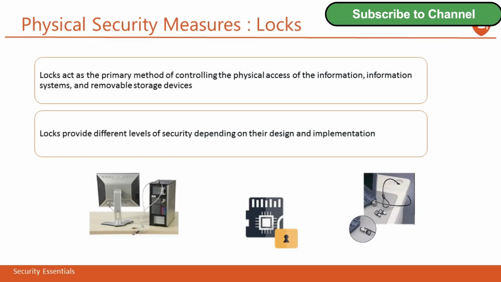So we'll see next physical security measures. Have you used locks for your system, at your doors, on your mobile device or not? Locks act as a primary method of controlling the physical access of the information systems and removable storage devices. Locks provide different levels of security depending on their design and implementation. Just imagine you are carrying your laptop and it is not secured physically, right? Someone can steal your laptop and your data can be accessed then. What will you do? You have to be preventative to keep people out, build any kind of lock, and take control of your access control.